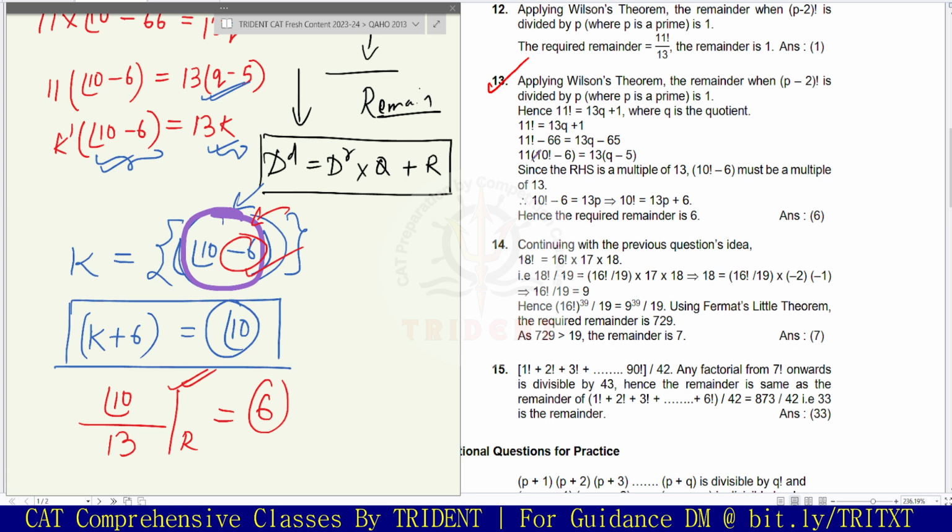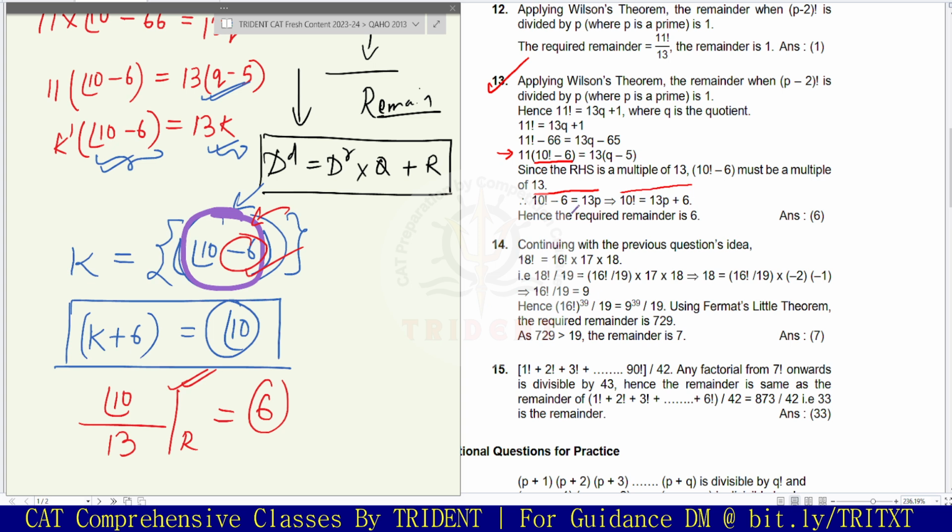What they have done over here is, they have very easily written 11 into 10 factorial minus 6 is equal to 13q minus 5. RHS is a multiple of 13, so 10 factorial minus 6 has to be a multiple of 13. Why? Because 11 can't be a multiple of 13. Because it is 10 factorial minus 6, not 10 minus 6. So 10 factorial minus 6 is equal to 13p, I can write. Then I can also write 10 factorial is 13p plus 6.